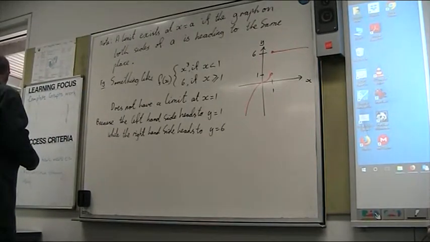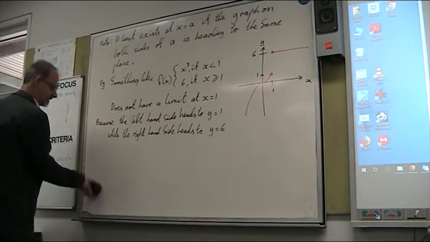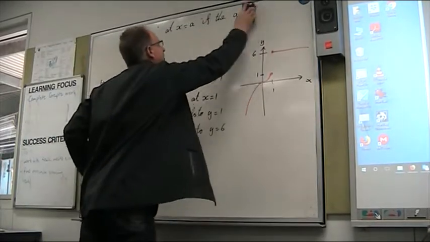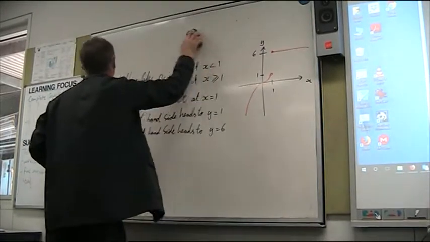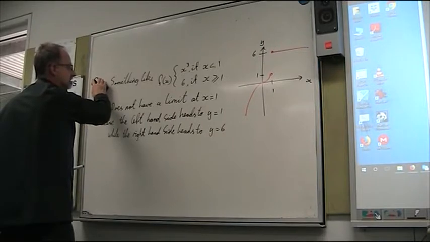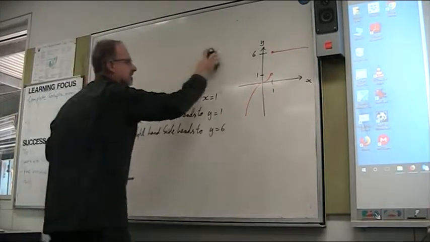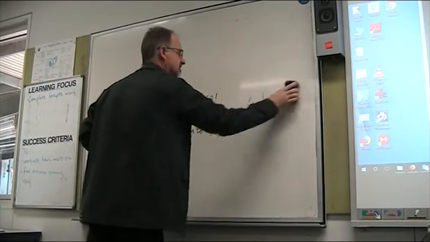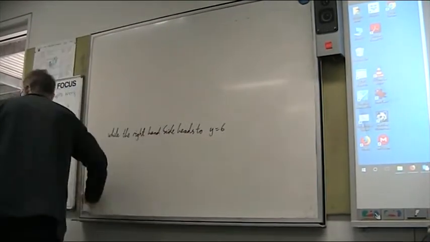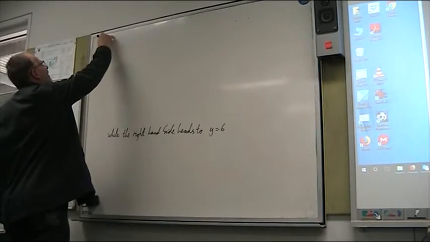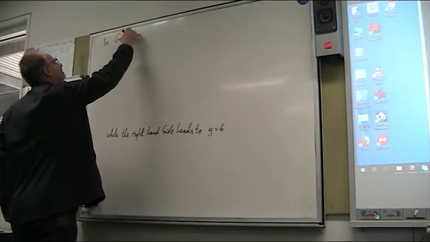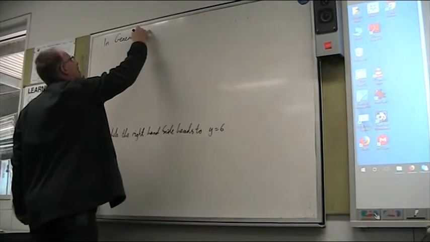All right, the mathematical way of writing that is this. Rub all of that off. Leave the last line. So mathematically, this is how it's written. A function.